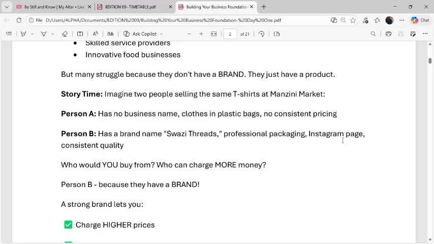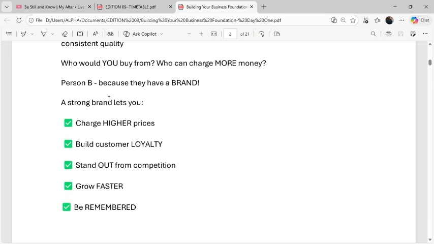Now, a strong brand will allow you to charge higher prices. It will allow you to build customer loyalty. It is going to allow you to stand out from competition, right? And then it is even easier to grow when you've got a brand, and people can easily remember you.